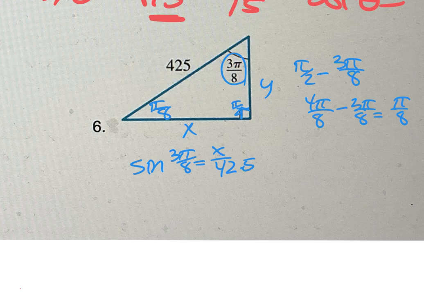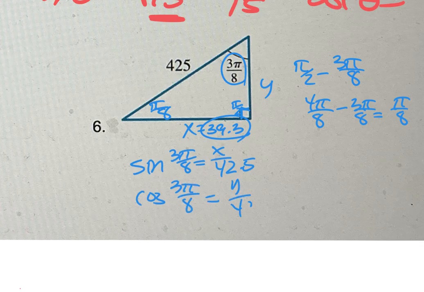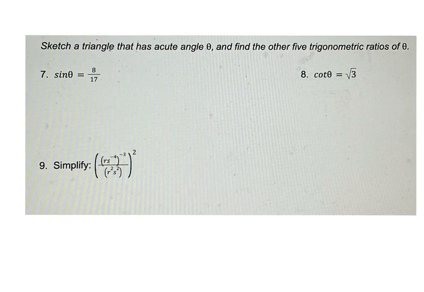I'm getting 39.3. So this side right here is 39.3. And then to find the side Y, I'm doing the same thing, except I'm going cosine, because cosine is adjacent over hypotenuse. So I'm going to punch that in and see what I get for the other side. And I'm getting 16.3 right there. And that makes sense, because the smallest side is opposite the smallest angle and all that kind of stuff.